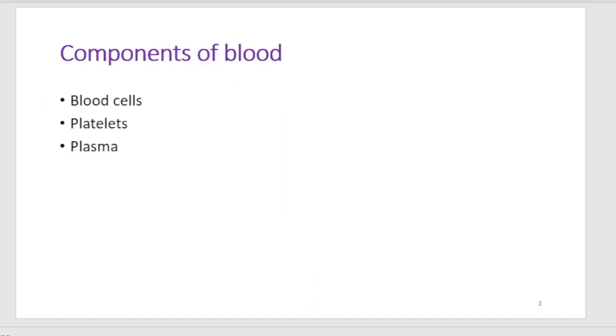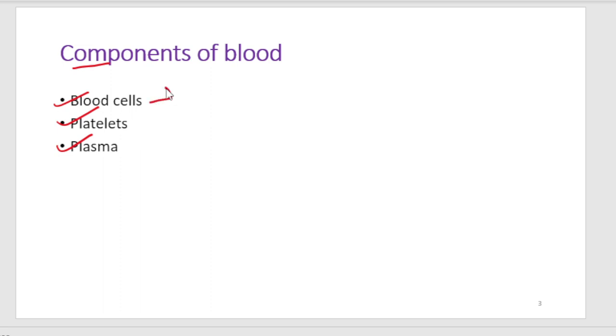Now come to the next topic, that is, the components of the blood. In this chapter, generally there are three components of the blood. The first one is blood cells, the next one is platelets, and the third one is plasma. Blood cells, platelets, and plasma.